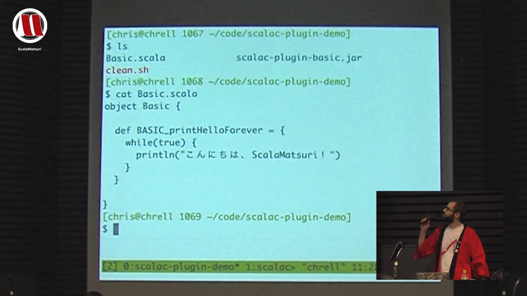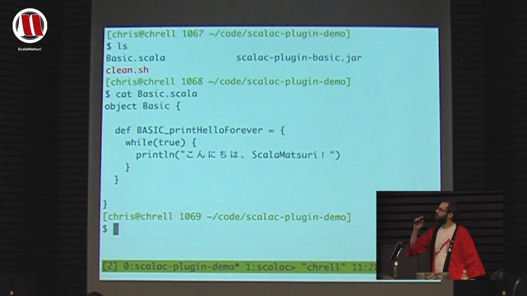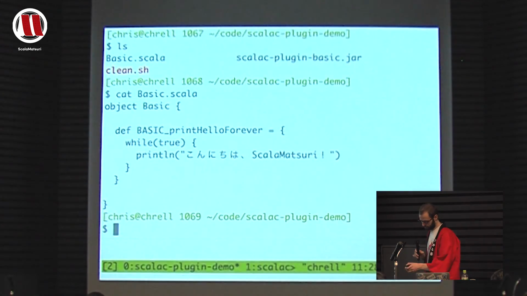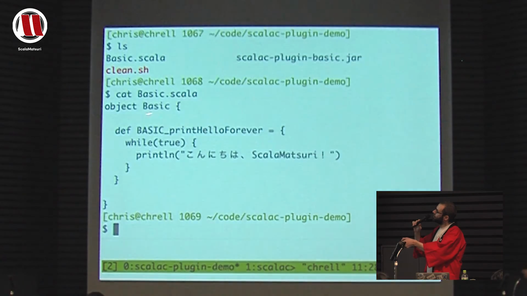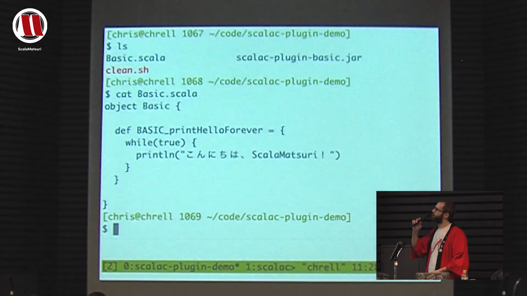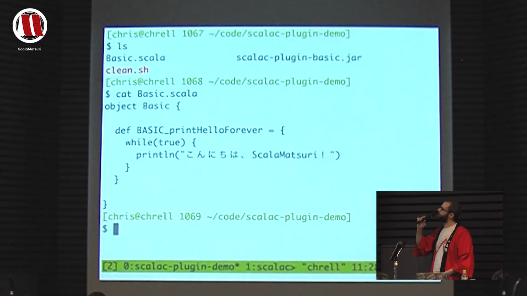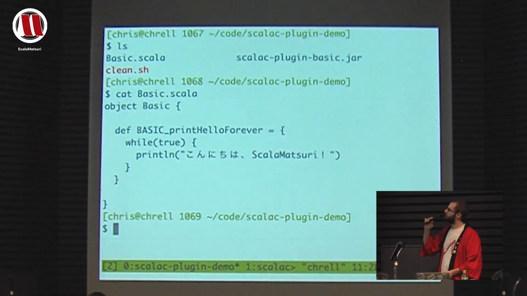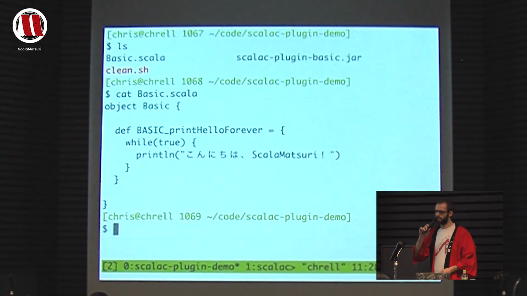Okay, so I have some just normal Scala code here. It's got a def. It's got a def here. I've given it a special name so that my plugin can find it and it knows to turn it into basic. It's got some quite strange Scala code. It says while true, println. That's not something you do normally, but never mind.